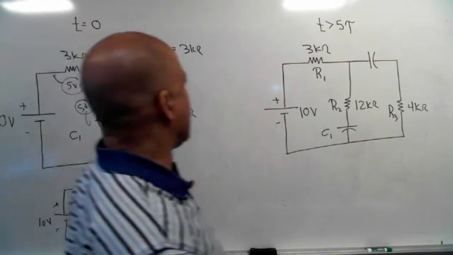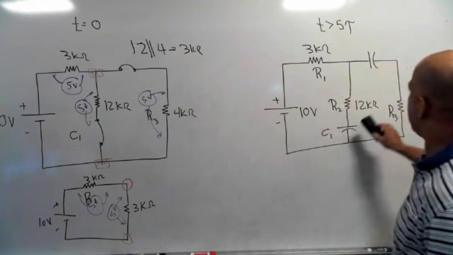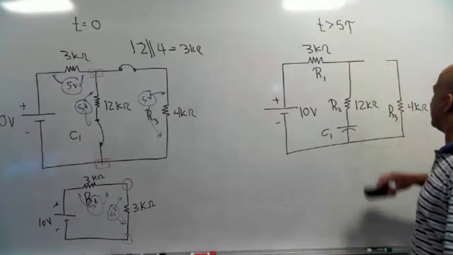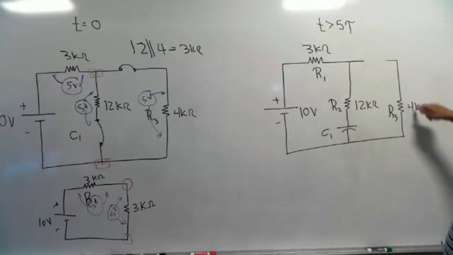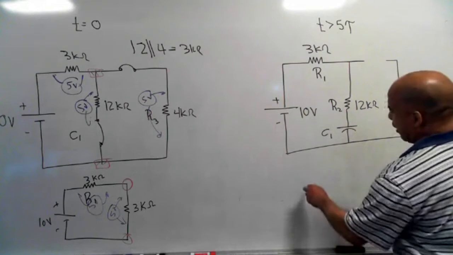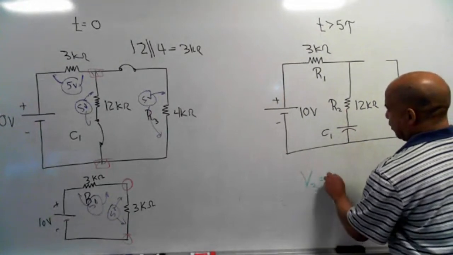Okay, so we're going to go ahead and complete this other problem. At 5 time constants or greater, each capacitor acts like an open circuit. So this capacitor is going to open, and what that will do is prevent any current from getting to R3. So in this circuit, since no current can get to R3, V3 is going to be 0 volts.